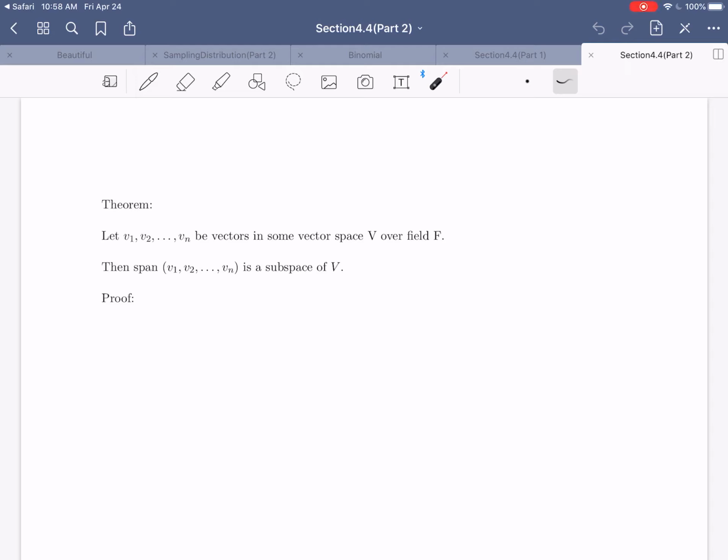In today's video, we're going to be finishing up section 4.4 from your textbook, which is discussing the idea of a span of a set of vectors. The first thing we're going to be doing in this video is proving this theorem right here. We already mentioned this theorem in the previous video.